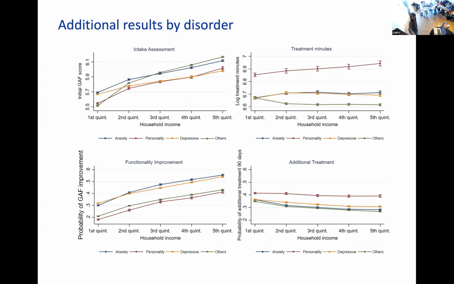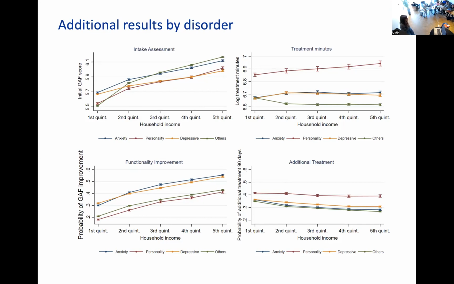We do a bit of exploration by disorder. We did it actually for all disorders, but for the sake of clarity, I'm only showing you 3 of them here. Overall, yellow is depressive disorders, blue is anxiety, red is personality, and in green, all of the others together, just to have a flavor.